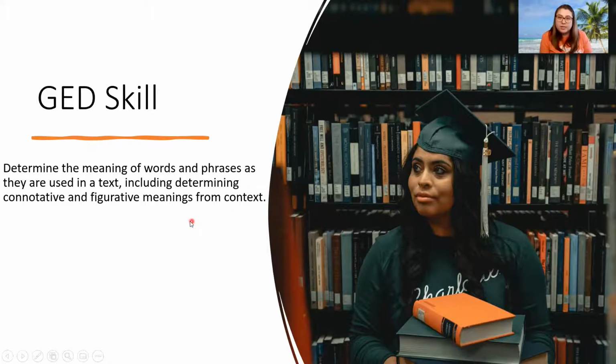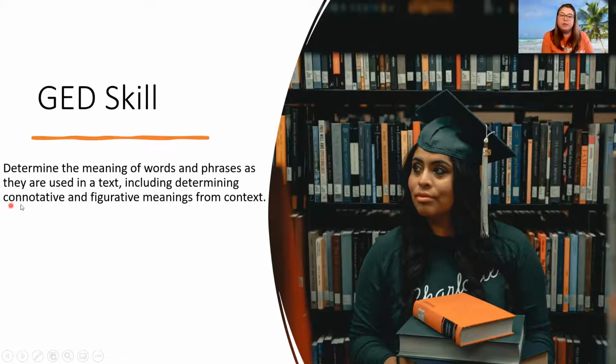So, along with this lesson, we have also practiced finding the meaning of words and phrases as they're used in a text, and those were through our lessons on word parts and context clues. And we also have a lesson on figurative language. That lesson is the figurative language lesson. So for the other 3 main parts of this GED skill, you're going to want to look for the word parts lesson, the context clues lesson, and the figurative language lesson.